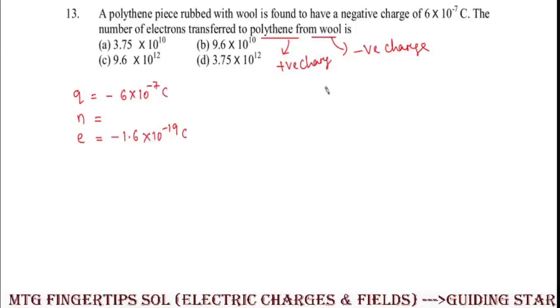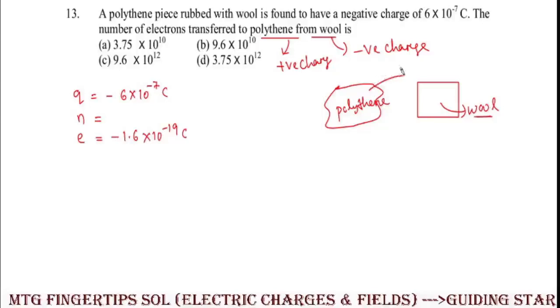So what does that mean? They have taken one polythene sheet, clear? This is polythene, and they have taken one woolen cloth that is made up of wool. I think they might have rubbed each other, and finally transfer of electrons takes place from polythene to wool. Clear? So how many electrons are transferred if the charge acquired by the wool is 6 into 10 to the minus 7 coulomb, and the charge of an individual electron is this much.